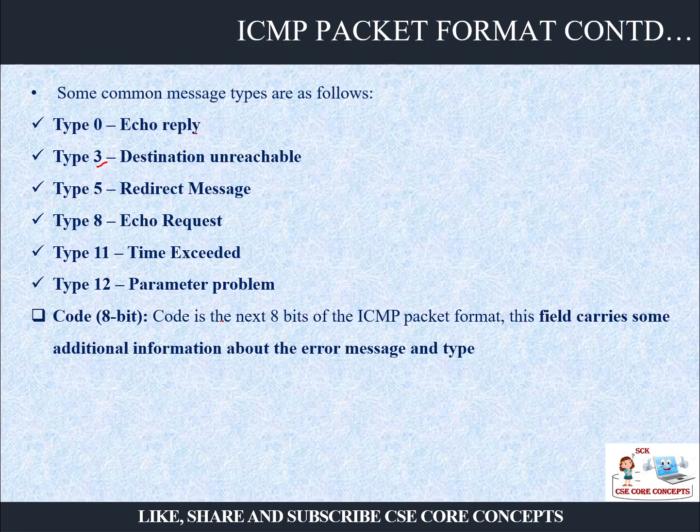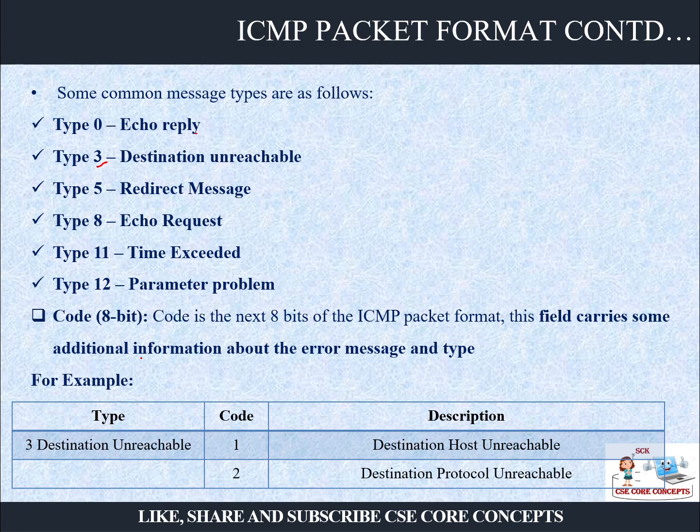The next field is the code, which is again 8 bits. It will give some additional information about the message type. Let's say, for example, you have a type 3 message, which is destination unreachable. Now, the destination can be unreachable because of several reasons: the host is unreachable, the protocol is unreachable, or the port address is unreachable on the destination side. So the detailed description among those is given in the code.